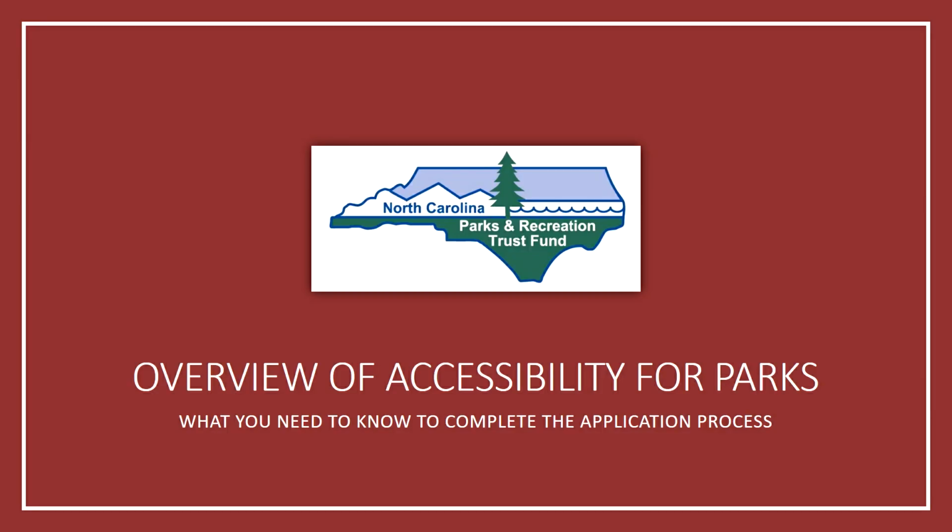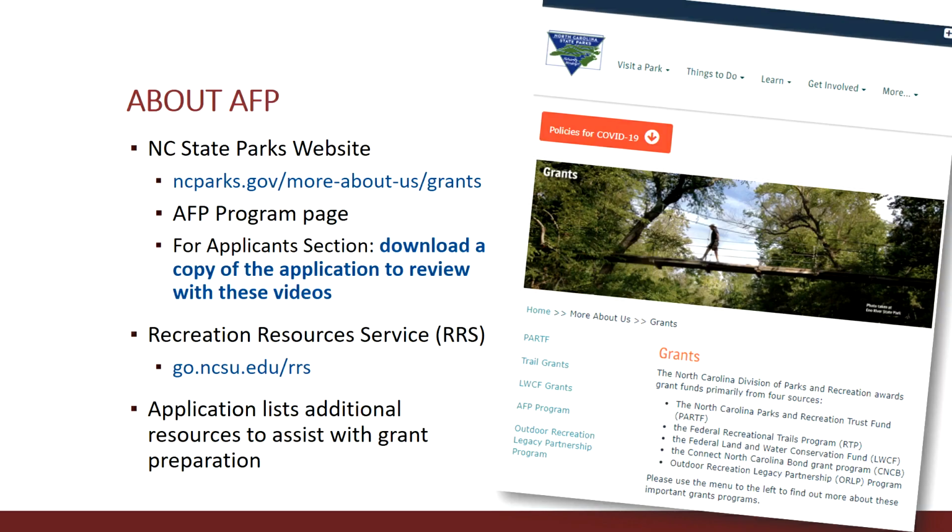So in this first one, we just really want to let you know what you need to know to complete this application process. So AFP, or Accessibility for Parks, if you go to the North Carolina State Parks website at this web address, you can go to the AFP program page, click on that, and please go down to the For Applicants section to download a copy of this application. I recommend that you do that as you go through these videos.